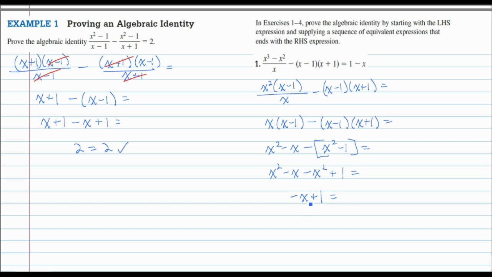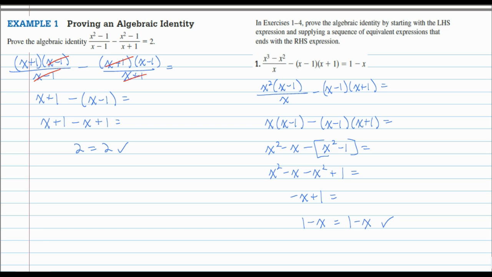I cannot leave the left side as negative x plus 1. I have to make it look exactly like the right-hand side. We are without a doubt proving that the left-hand side equals the right-hand side. So I have to write this as 1 minus x equals, and now I do have exactly what the problem said I had, 1 minus x.